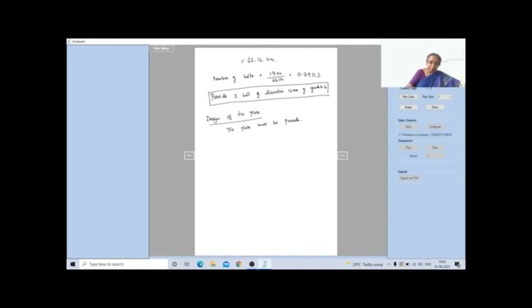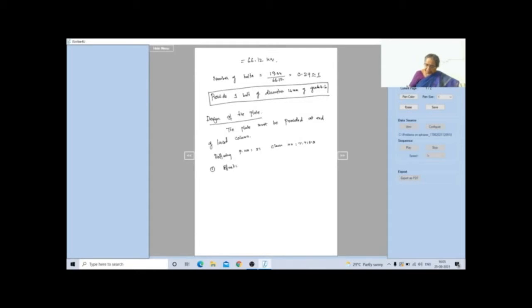Tie plate must be provided at the end of the laced column. Now referring to page number 51 and clause number 7.7.2.3, the first thing you have to calculate is the effective depth and thickness of the plate. If you know the depth and thickness, we will provide it, isn't it?